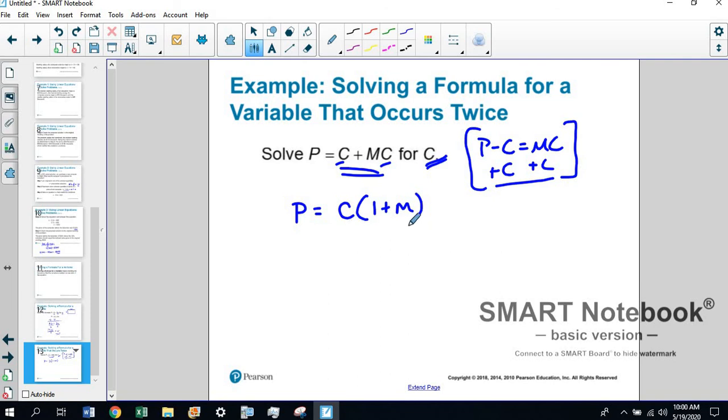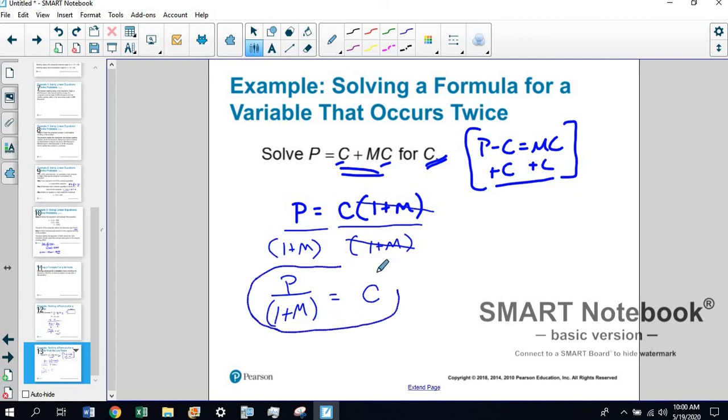How do I get C all by itself? I divide, right? If this was 4 times C, I'd divide by 4. This is 1 plus M times C. I divide by 1 plus M. Easy enough. 1 plus M divides 1 plus M and leaves a 1. And so I'm left with C over here by itself. I get P divided by 1 plus M. And again, you don't need the parentheses, but they are technically there. And so this is solved for C.